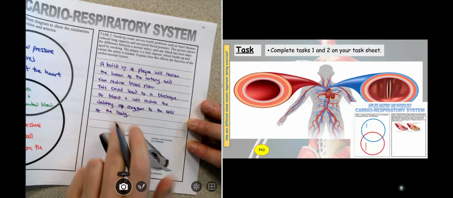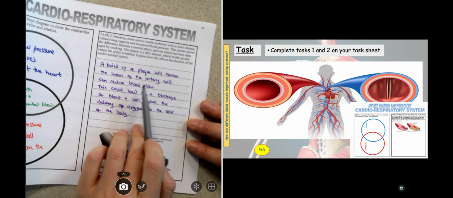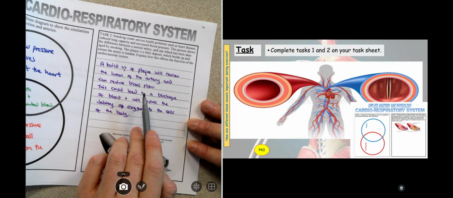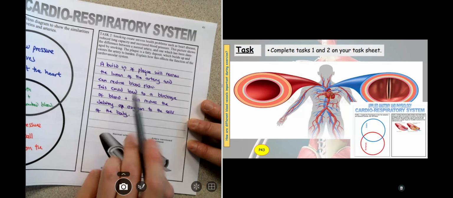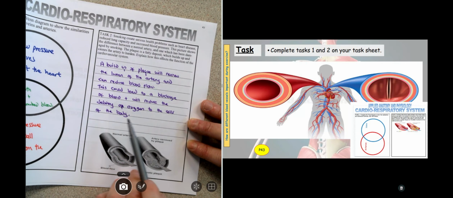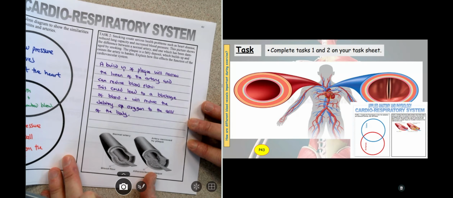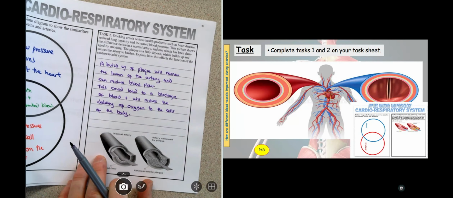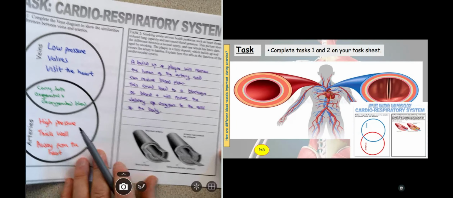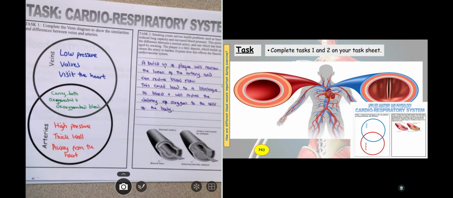And then for the build-up of plaque, it will narrow the lumen of the artery and can reduce blood flow. This could lead to a blockage of blood, and it can also lead to a reduction in the delivery of oxygen to the cells of the body. Again, that could lead to fatigue, or that could be something a little bit more severe.